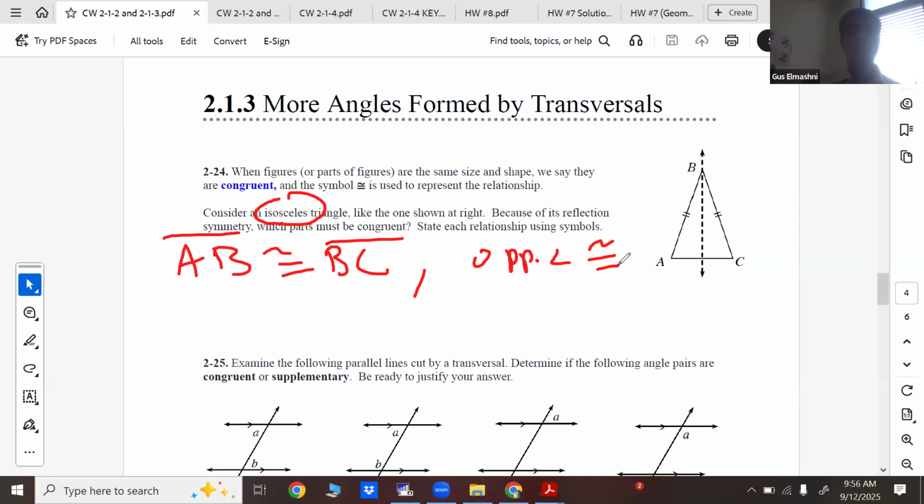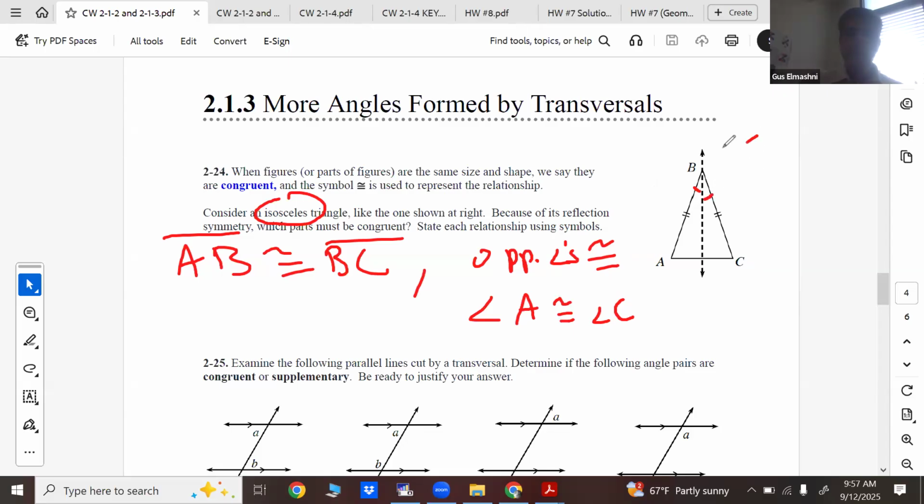What angles are opposite to those sides? Angle A and angle C. Yep. So angle A is congruent to angle C. So we know that as well. Okay. Another thing that we could probably say is that these are probably the same as well.